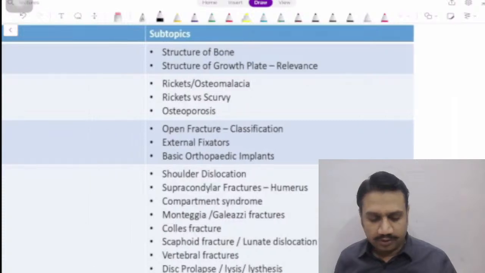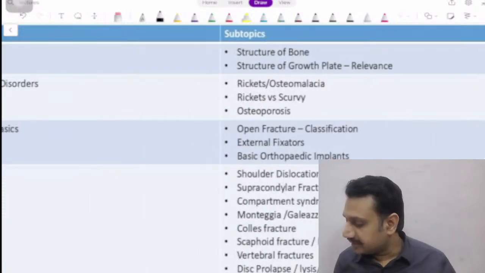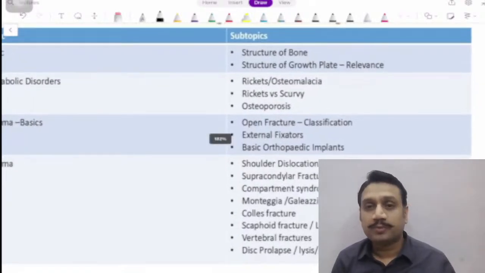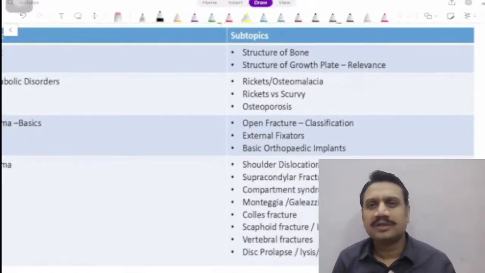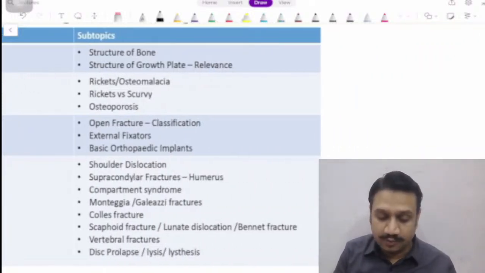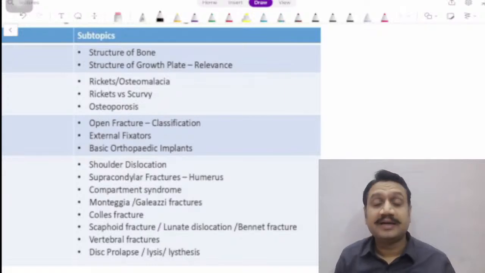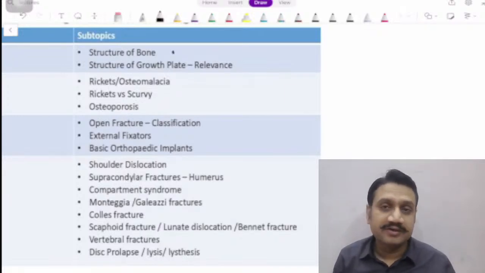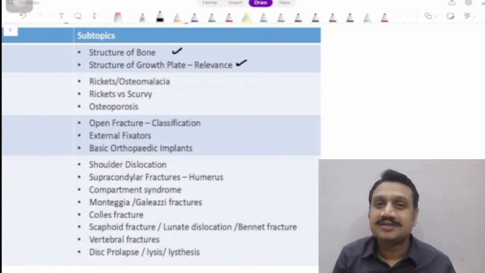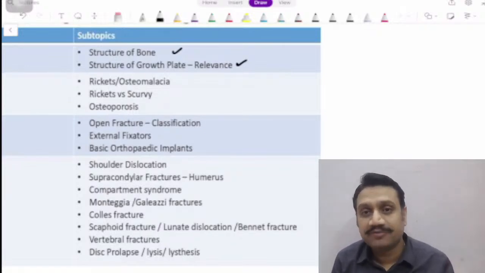So if you talk about the very basics of the bones, in recent years what we have seen is that you have got questions from the growth plates where the trauma happens. So that is why on the top I have kept the structure of the bone as well as the structure of the growth plate and its relevance: what are the different zones of the growth plate, and what all they are up to, like growth plate injuries may happen where, or the genetic disorders may happen where, the metabolic disorders may happen where, like that.